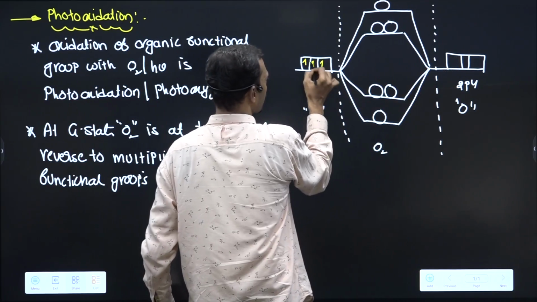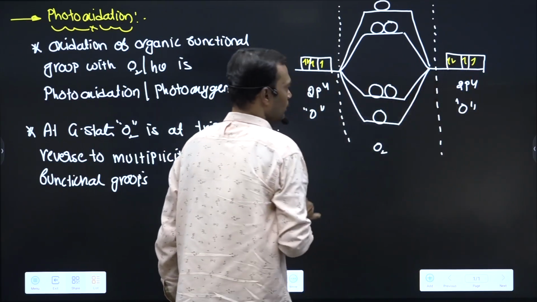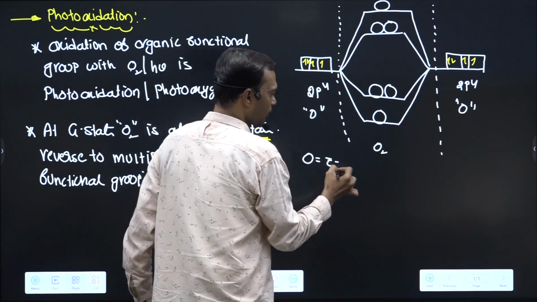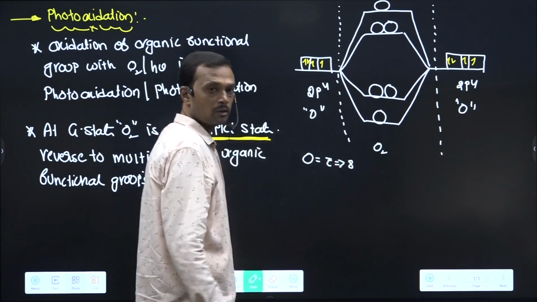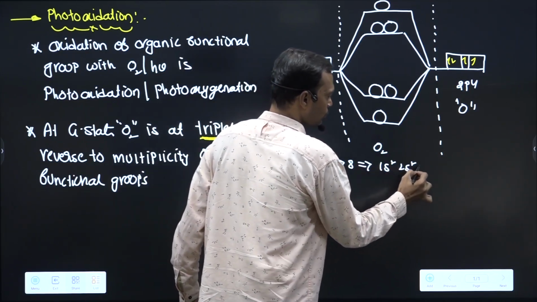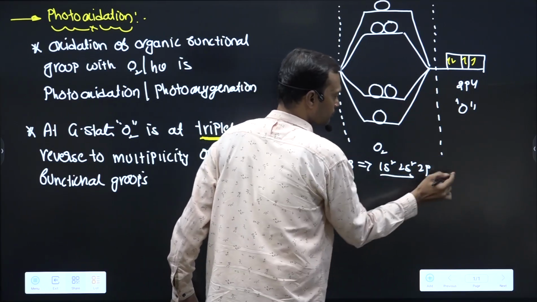Here 1, 2, 3, 4. So, single oxygen atom I am taking. What is oxygen atomic number? Oxygen atomic number is 8. So, what is electronic configuration? 1s2, 2s2, 2p4. Below 2 I am not writing, I am writing only 2p4.